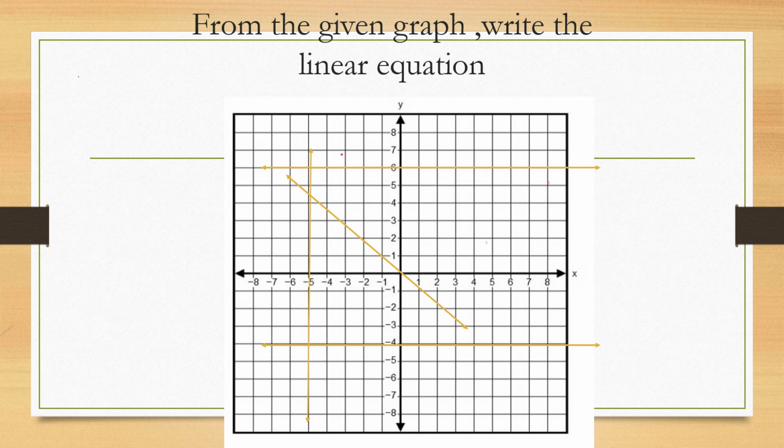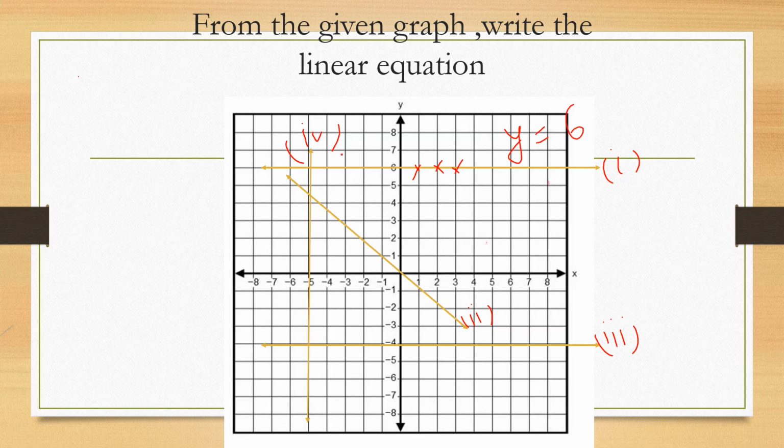This is your last question. From the given graph, write the linear equation. This is such an important question too. Let us mark each line: the first, second, third, and let this one be marked the fourth. The first line is passing through 6. For whatever value of x, the value of y is fixed. So the equation is clearly y equals 6.